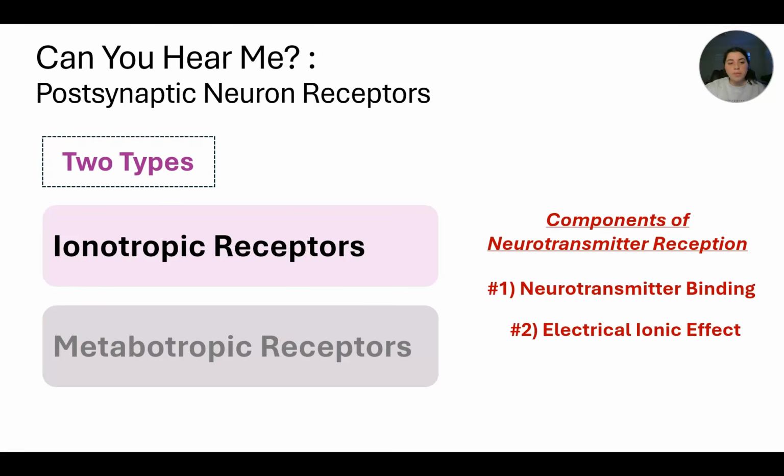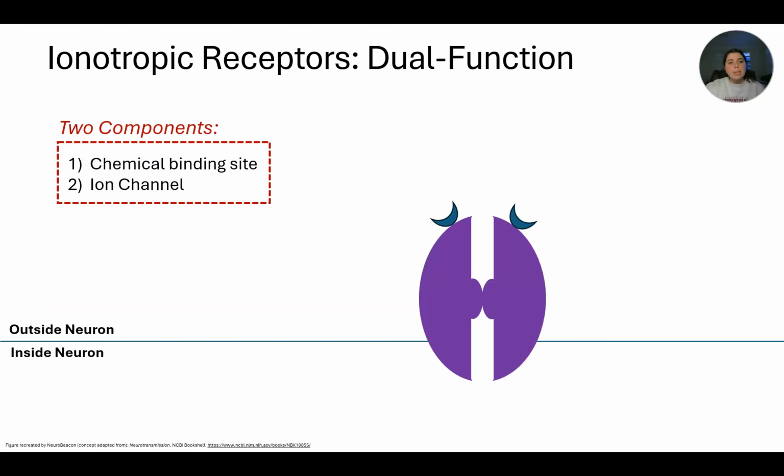So I'm going to start off with explaining ionotropic receptors. Ionotropic receptors can be thought of as dual function because they have two components to them. They have a chemical binding site where the actual neurotransmitter binds, and then they have in them an ion channel as well. So let's say here that you have a chemical binding site on the surface of the ionotropic receptor, and that's going to fit with a lock and key mechanism to the neurotransmitter molecule. But then here you also have the ion channel that ions can flow through once the neurotransmitter binds to the surface of the ionotropic receptor.